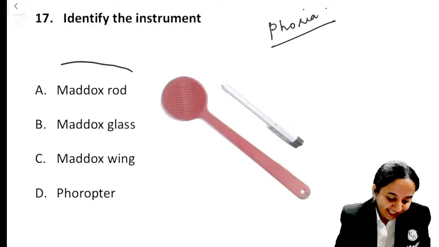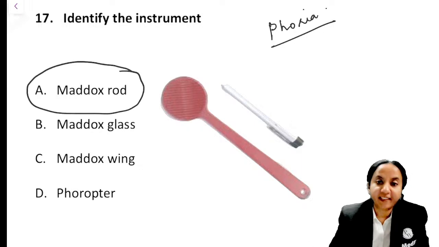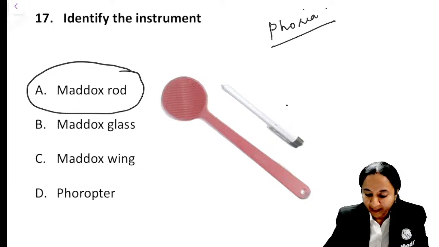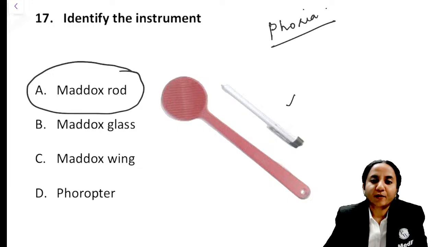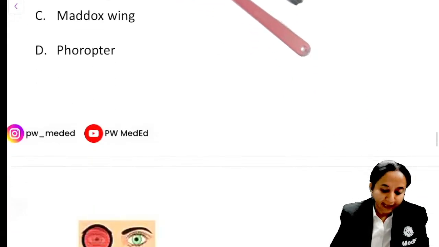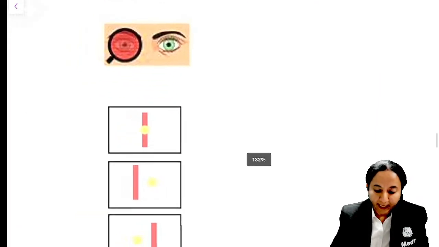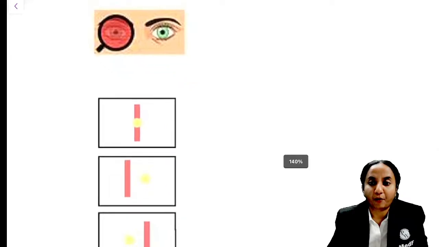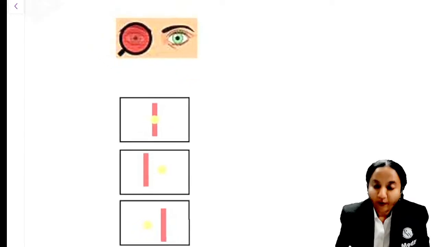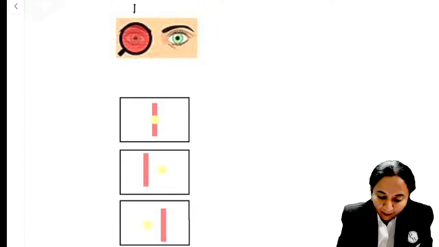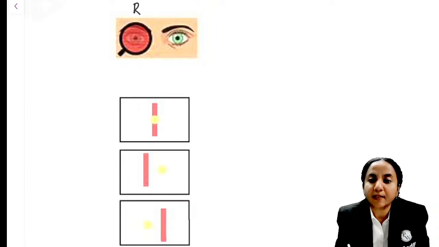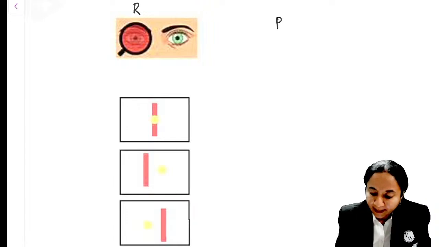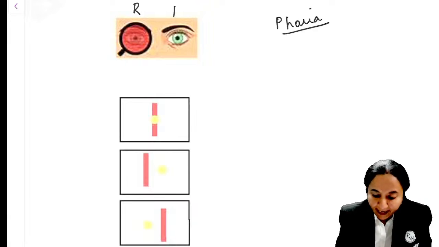Correct. This is the Maddox rod. And next to it is a small torch. Right? Now, I just want to discuss the interpretation of the Maddox rod. This Maddox rod is kept in front of the right eye of the patient. It is also used to detect subtle phorias. And this is the left eye.